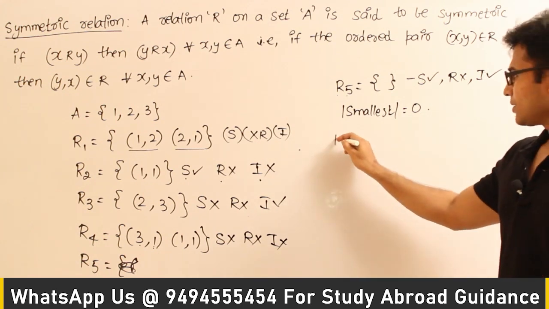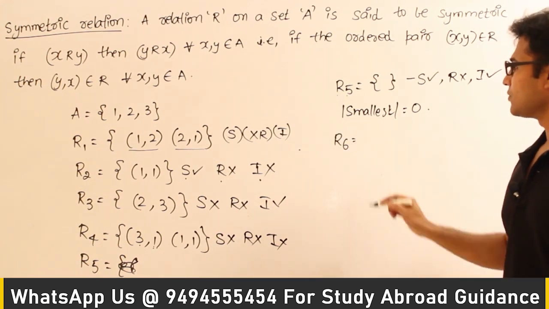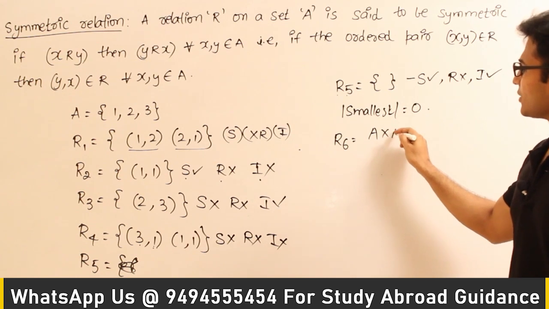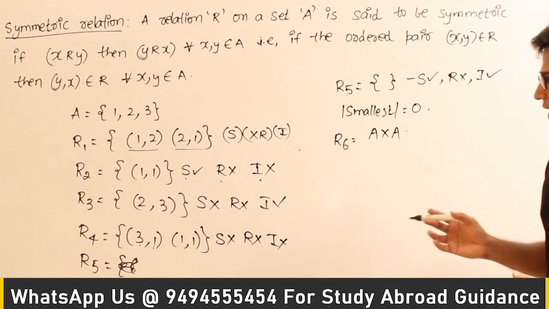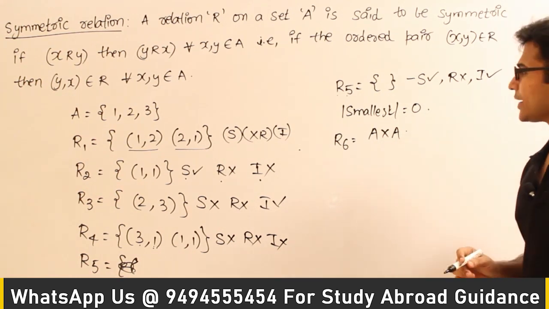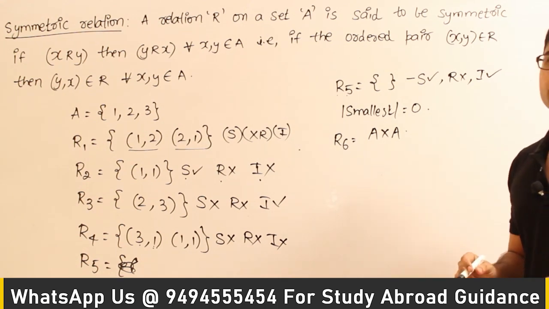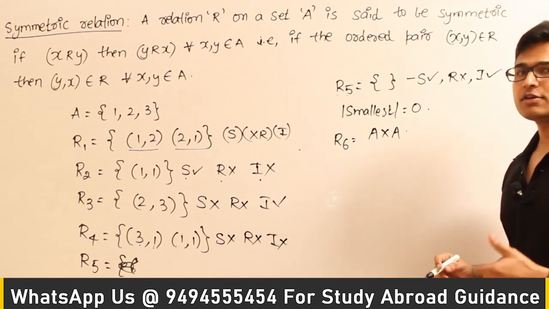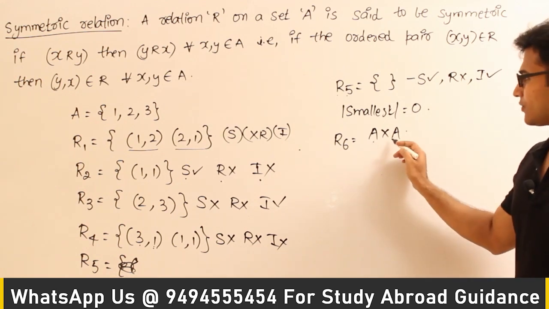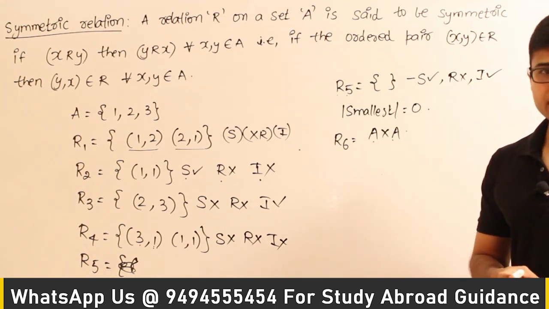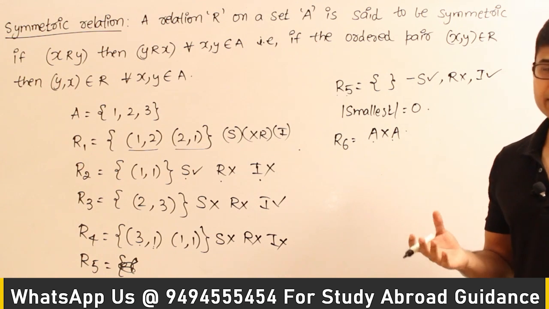Now, what can you say about this relation R6 equal to A Cartesian product A? I am taking everything. If you take everything, then there will be two types of elements here, diagonal elements and non-diagonal elements. In case of diagonal elements, if you have all the diagonal elements, they are not going to affect this symmetric relation.